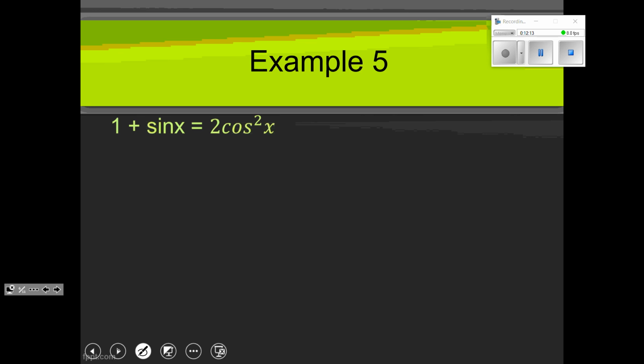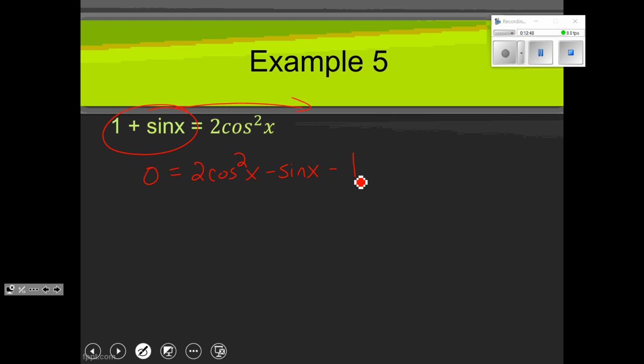Okay. So normally we set everything equal to 0. So what would you move? Would you move the 1 plus sine x over, or would you move the 2 cosine squared x over? And I hope you're remembering, I always like my squared term to be positive. So I'm going to move all of this over here and set it equal to 0. So 2 cosine squared x minus sine of x minus 1.